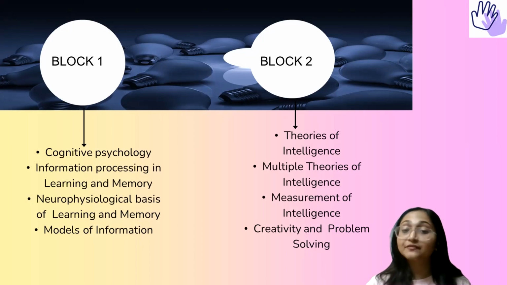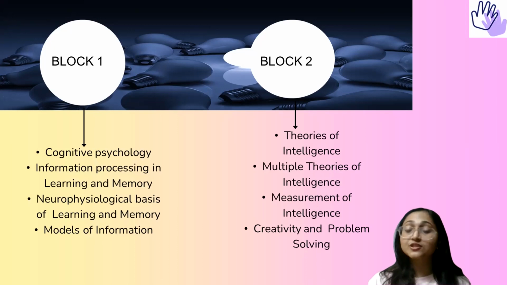In block 2, we have theories of intelligence as the first unit. In the first unit, we'll be talking about the historical perspectives of intelligence testing and how the theory developed, the different unifactor theories of intelligence, the different two-factor theories of intelligence like Spearman's theory, the past theory, and so on. In the second unit, which is multiple theories of intelligence, we'll be talking about the multiple theories of intelligence, the 8-factor theories of intelligence, and so on.